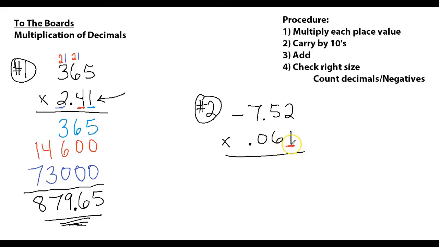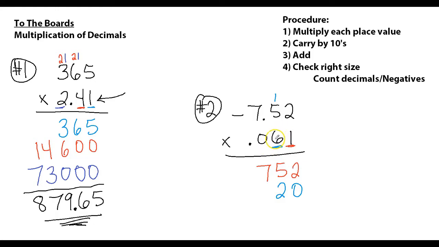I'm going to start by multiplying everything by 1. 1 times 2 is 2. 1 times 5 is 5. 1 times 7 is 7. I now need to multiply by this 6, which is in the hundredths column, so I'm going to place a 0 down. 6 times 2 is 12.